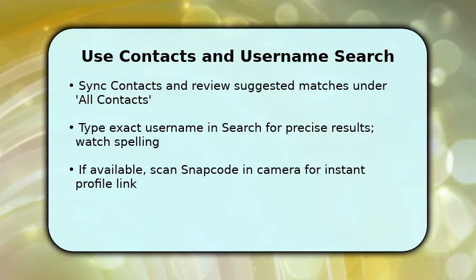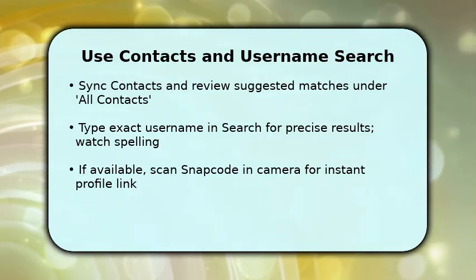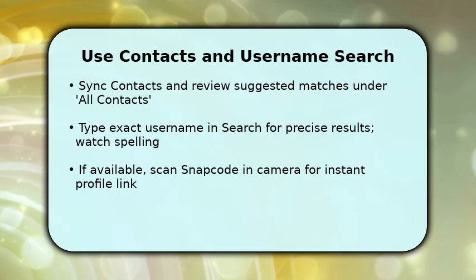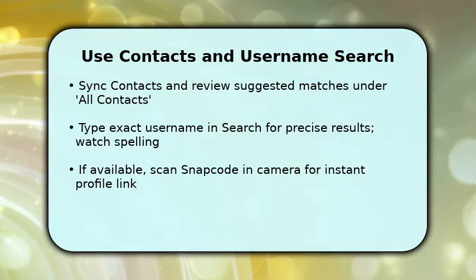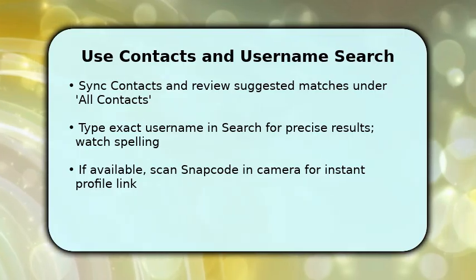First, tap all contacts to import and compare entries. Snapchat shows which contacts have accounts so you can add them quickly. Then, if you know a username, type it exactly into search. This is the fastest way to find a specific person because small typos return nothing.